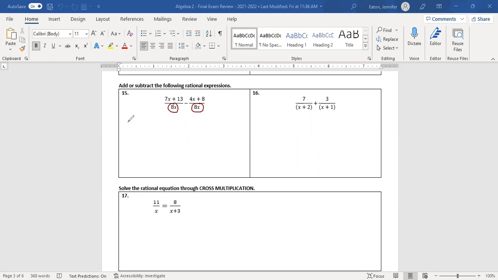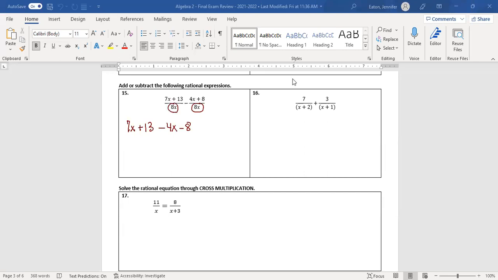So now we just simply treat the top as if the bottom didn't exist there. So we have 7x plus 13 minus, now remember, everything changes its sign after a minus sign. So minus 4x minus 8. It's not plus 8, it's minus 8. Everything behind that minus sign changes its sign.